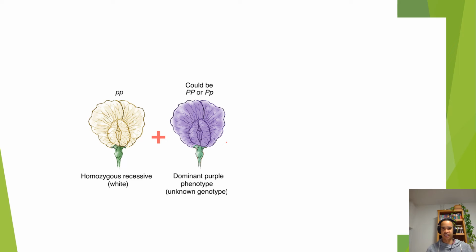Okay, so we'll do another example. Let's imagine you have two flowers. We've got our homozygous recessive flower here. We know it's homozygous recessive because it's white. White is the recessive phenotype, so it must be homozygous recessive. And then we've got the dominant flower. And again, this flower could be homozygous dominant or heterozygous. Well, how do we know?